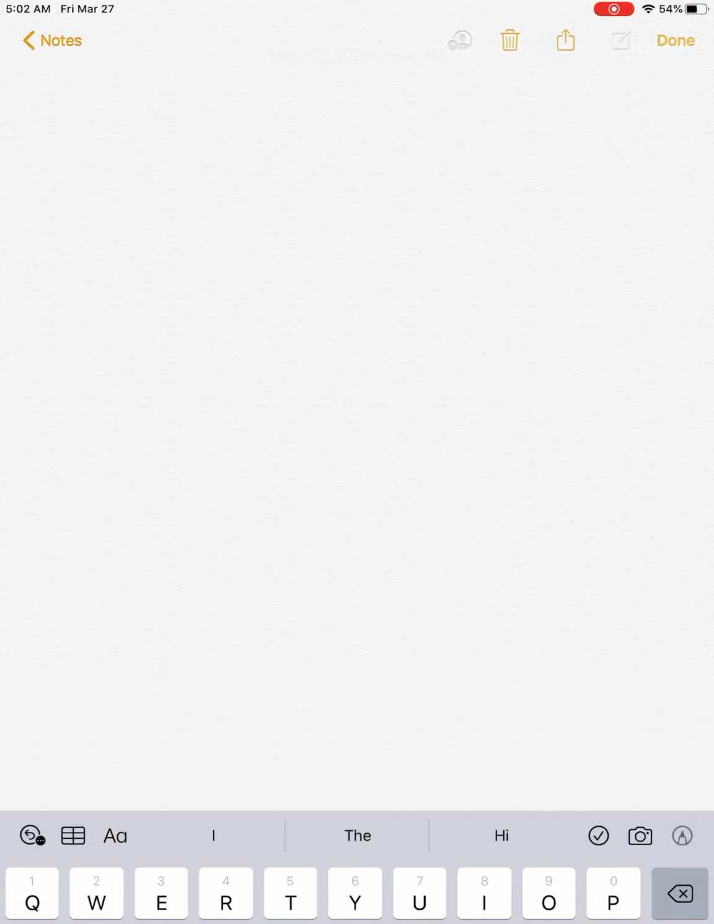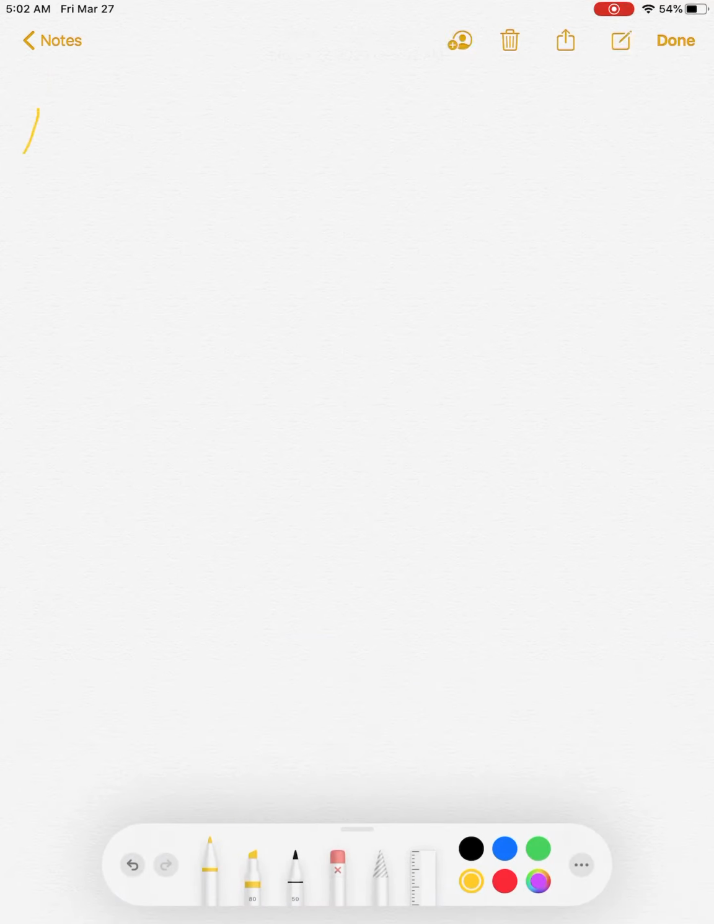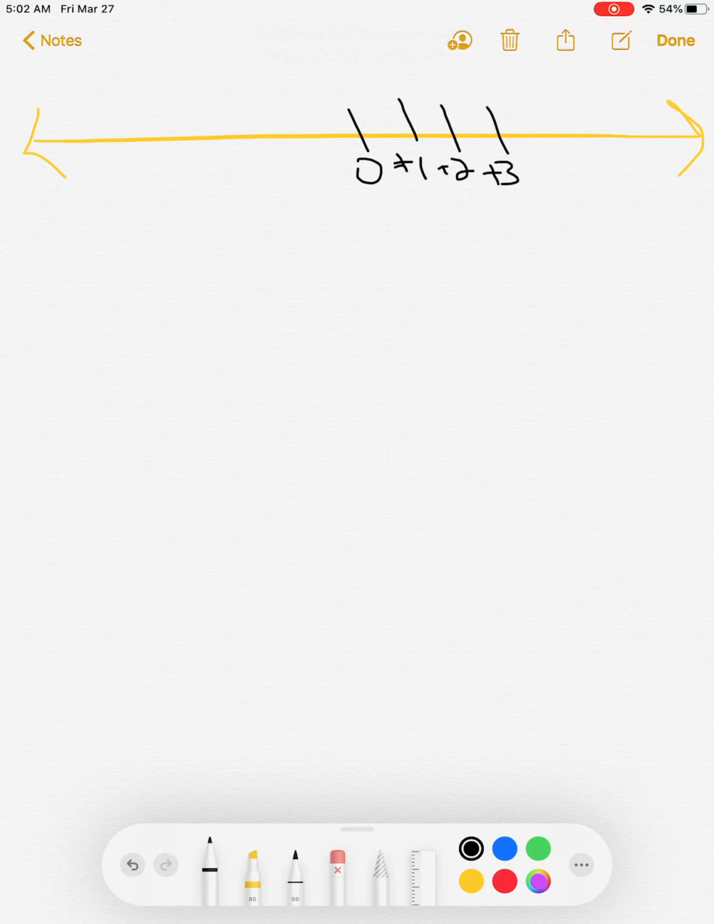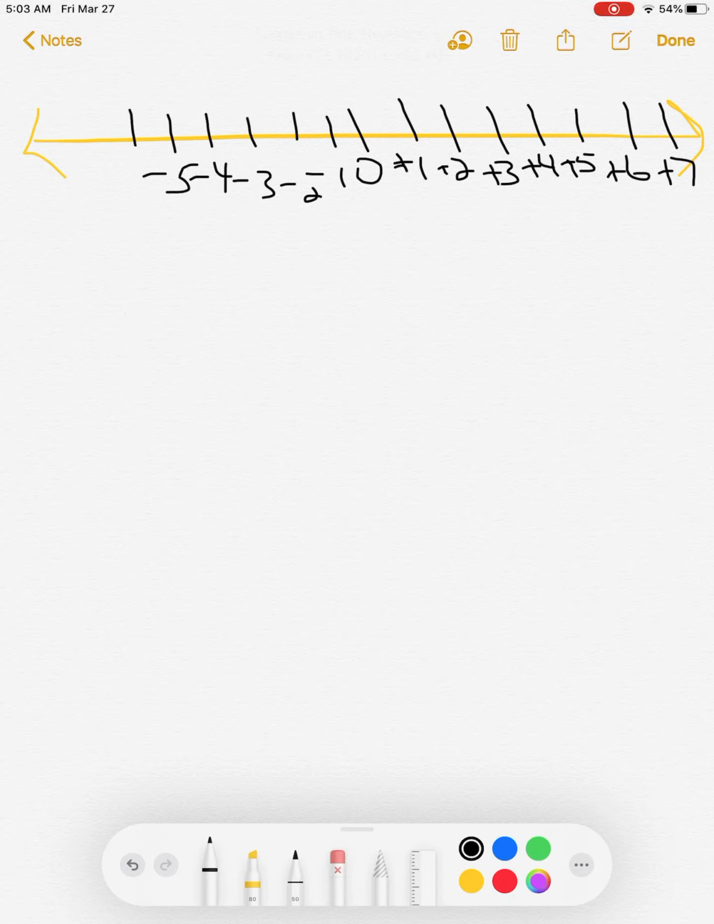All right, so since you all have your last number line, and my iPad is not that wide, I'll get as many integers on this number line as I can, you all, okay? We're going to start at 0. This is +1, +2, +3, +4, +5, +6, +7. This is -1, -2, -3, -4, -5, -6, -7.